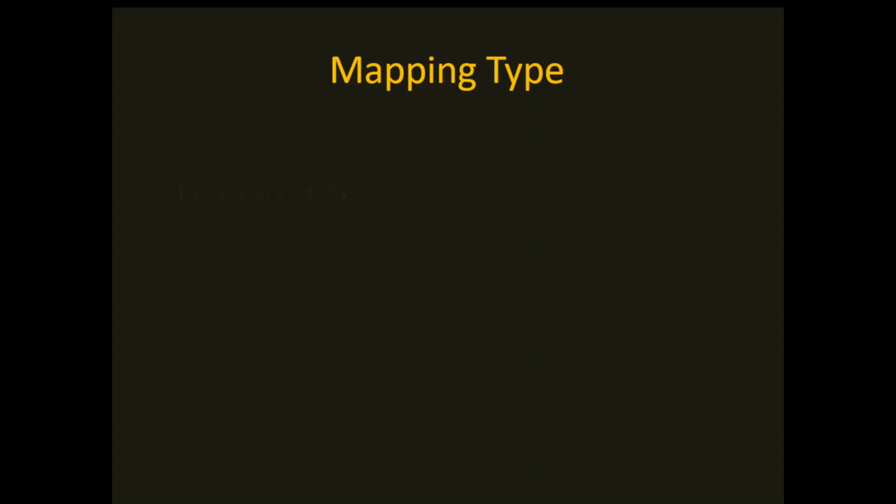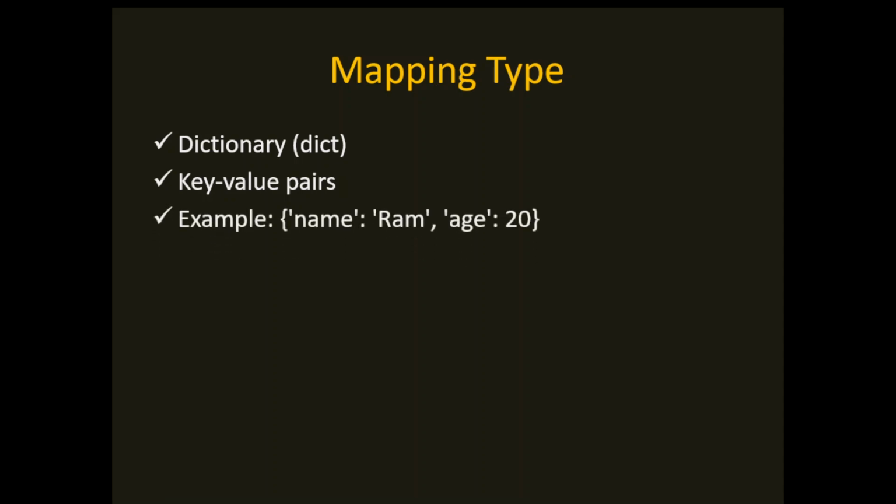Then we have mapping type, called dictionary. The keyword is dict. It is nothing but key-value pairs. Let's say name equal to ram: name is your key and ram is your value. A dictionary is represented within curly braces, the key-value pair is separated with a colon, and different items are separated with a comma.